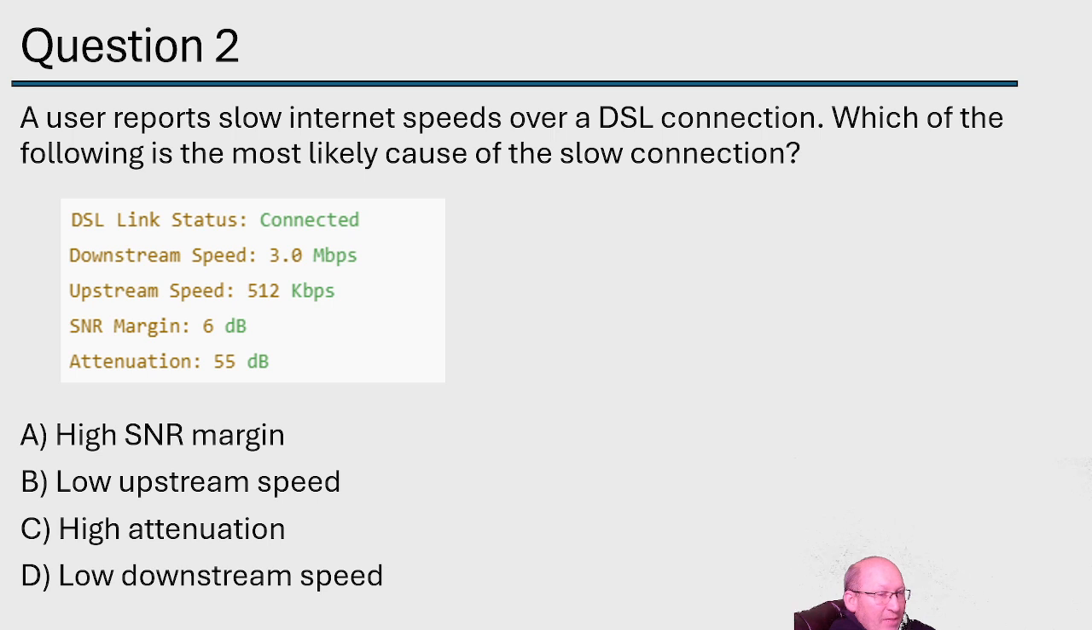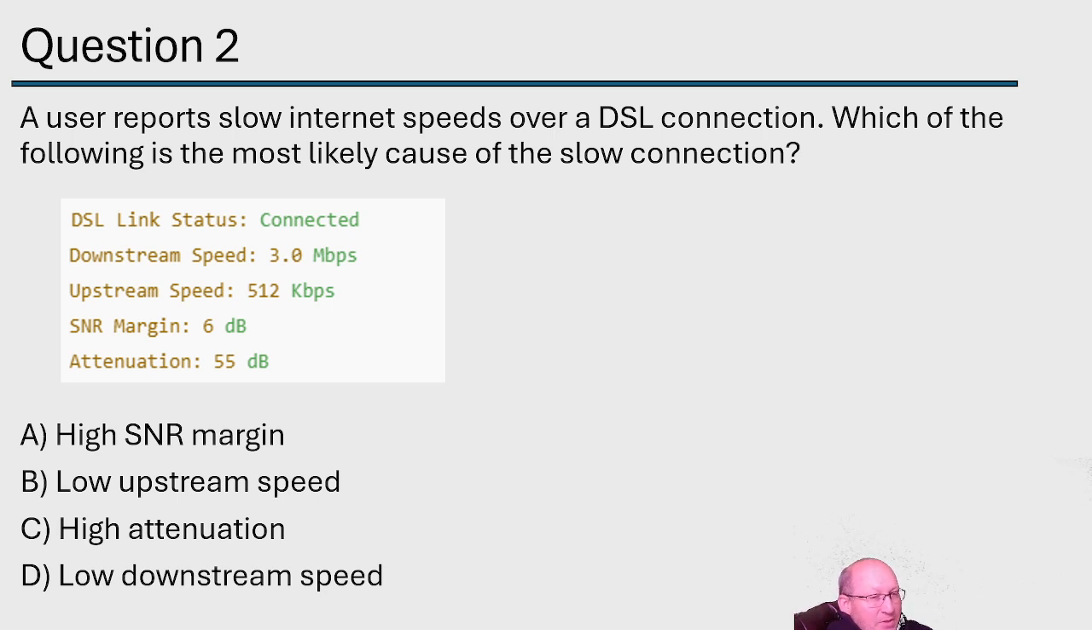Oh, that's pretty slow in my book. Our SNR margin. Do you remember what SNR stands for? Signal to noise ratio at 6 decibels. And then our attenuation at 55 dB. Well, we have everything that we need to know in order to pass this, right? So let's break it down. Let's start with A. High SNR margin, high signal to noise ratio. Is that high? Is 6 dB high? I'm going to put this on the maybe, on the possible.